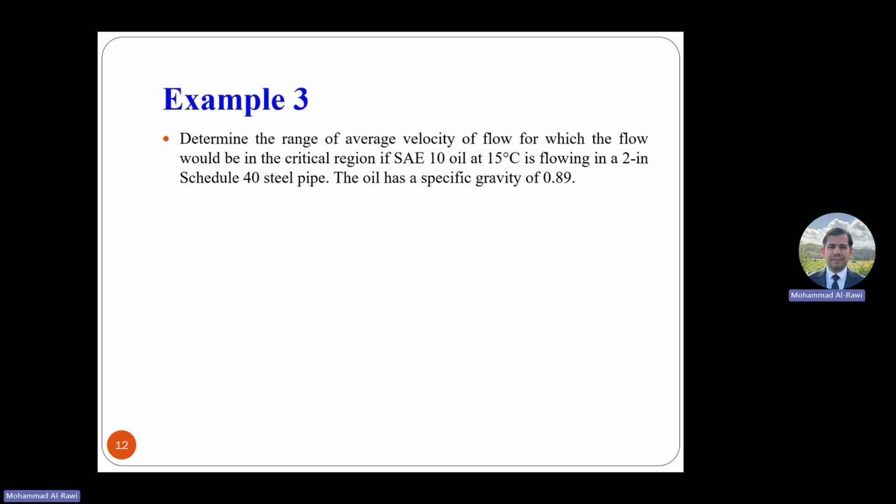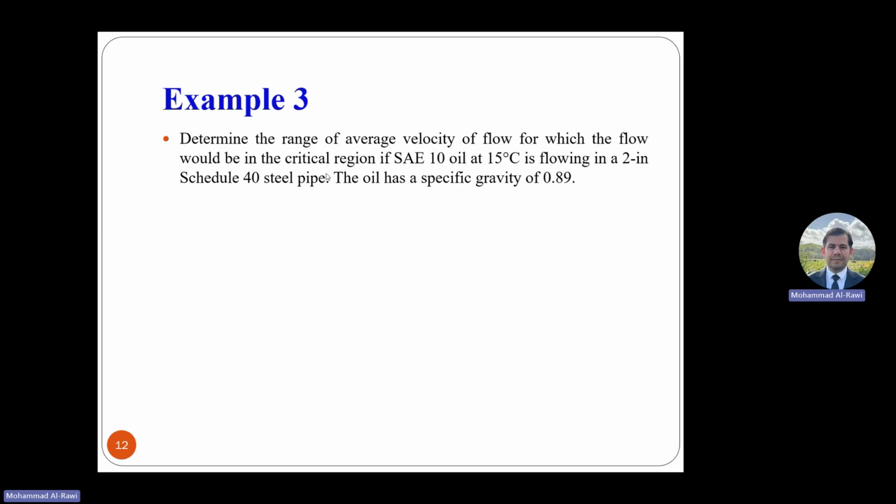So again, all the answers will be in SI units, but we need to understand how we work on the conversion. How can we also, if we have an oil at a certain temperature, work with a specific gravity for the oil? So the information given to us is not that much, but we want to know the range of average velocities of flow for which the flow would be in the critical region.